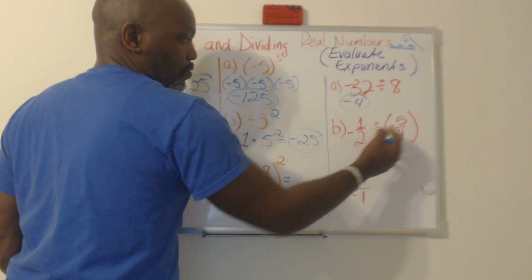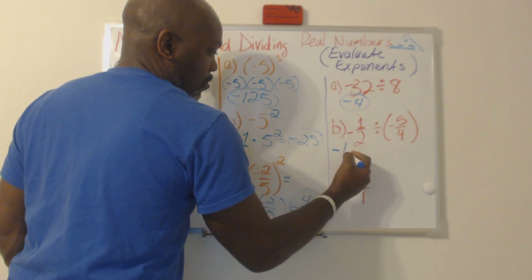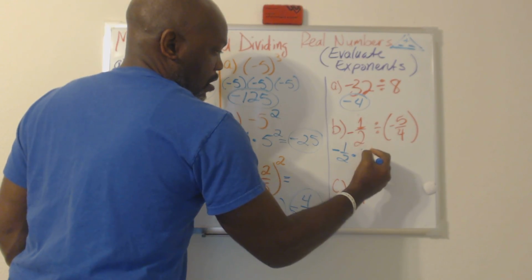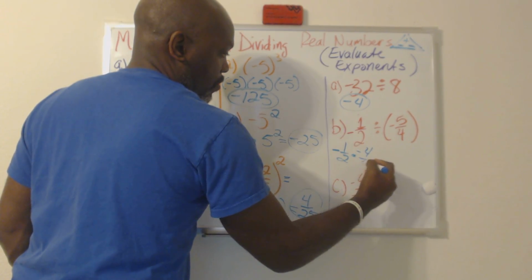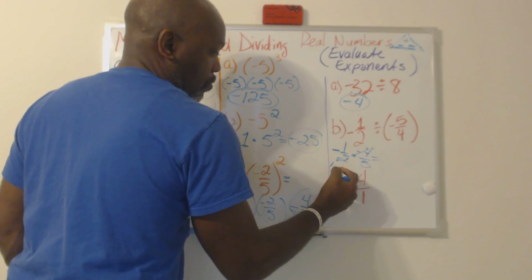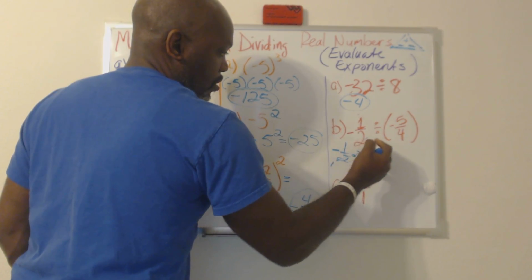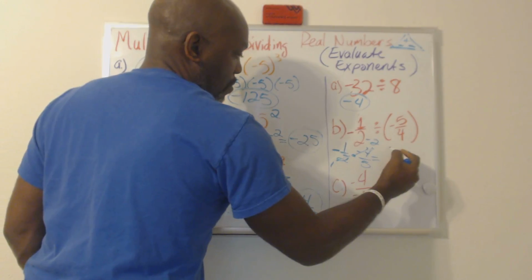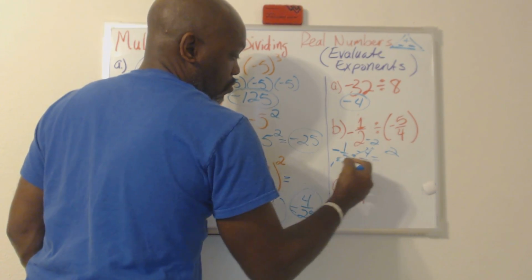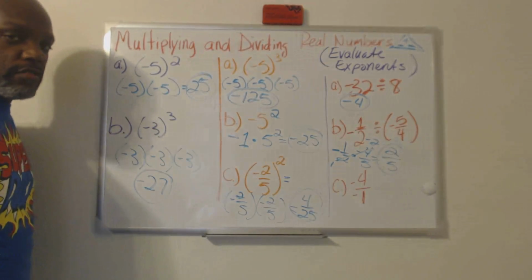Here we do the same process that we have done before. Leave it, change it, flip it. So we're going to do negative 1/2 divided by, or times, negative 4/5. We're going to reduce diagonally. We end up with 1, and this is going to be 2. So we have a negative 2. A negative times a negative, that's a positive. And then we have 1 times 5, which is 5. So our answer is going to be 2/5.